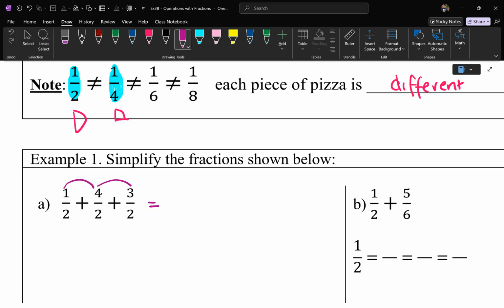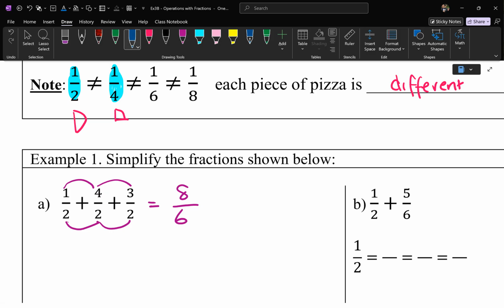1 plus 4 plus 3. What's 1 plus 4 plus 3? 8. A lot of students who memorize the technique will do this next step. 2 plus 2 plus 2 is 6. Because what they're doing is they're blindly just doing add, whatever you do to the top, you do to the bottom.